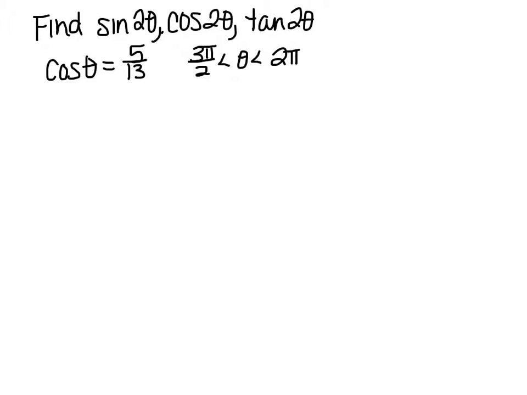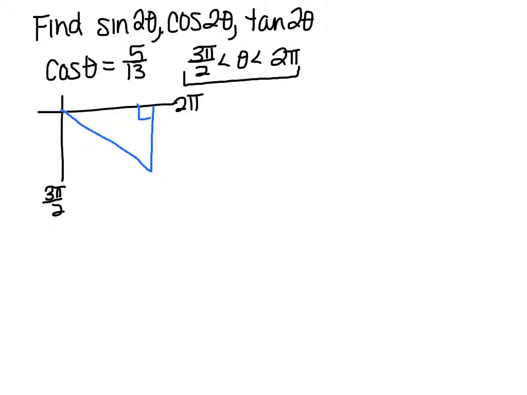To find the double angle of sine, cosine, and tangent, the first thing we're going to have to do in this problem is draw it out. If my domain is in between 3 pi halves and 2 pi, then I know I'm in quadrant 4, because this is 3 pi halves and 2 pi. So let's go ahead and draw a right triangle with that being theta.